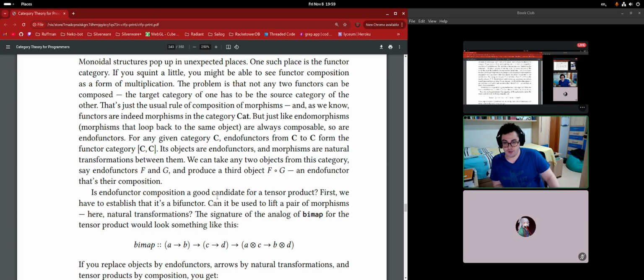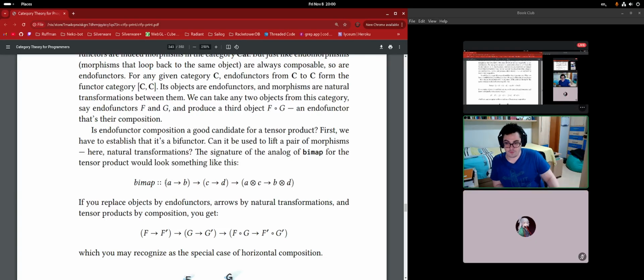Is endofunctor composition a good candidate for a tensor product? That's a very good question, right? First, we have to establish that it's a bifunctor. Can it be used to lift a pair of morphisms, here natural transformations? The signature of the analog of bimap for the tensor product would look something like this. So you have a morphism, and then another morphism, and the result of that is making a product from the two objects that you received from these two morphisms.